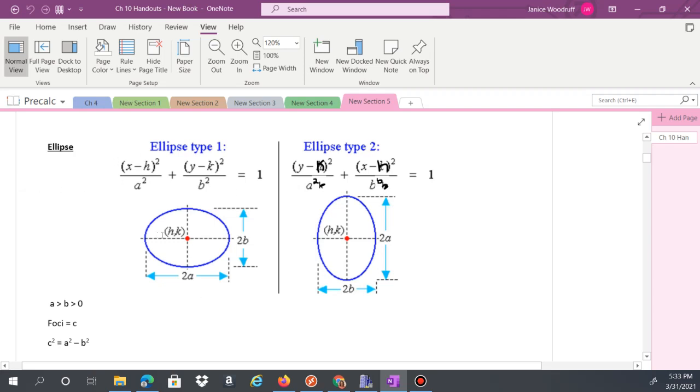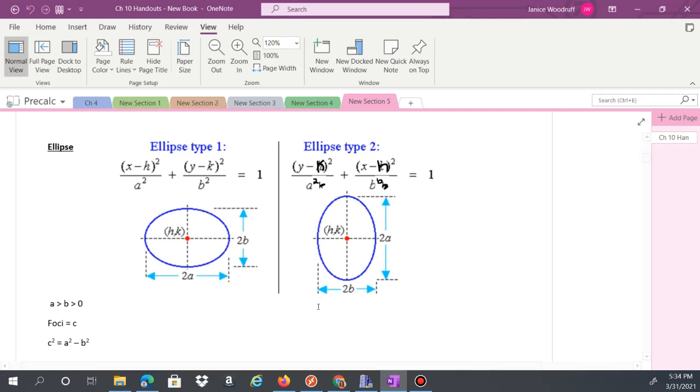Now this is going to be for a horizontal ellipse. The x will come first because the x is the horizontal axis. In a vertical ellipse, the y minus k part will come first. So y minus k squared over a squared, so it's still over a squared because the y-axis is the vertical axis. So that tells you the vertical axis is what we call the major axis.